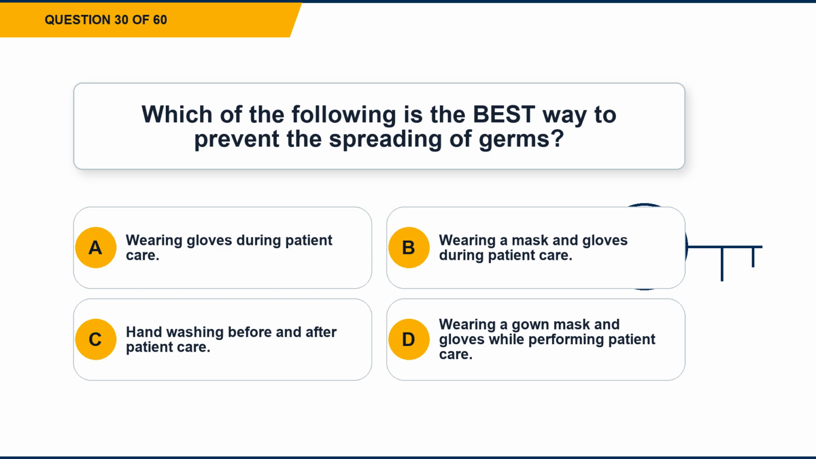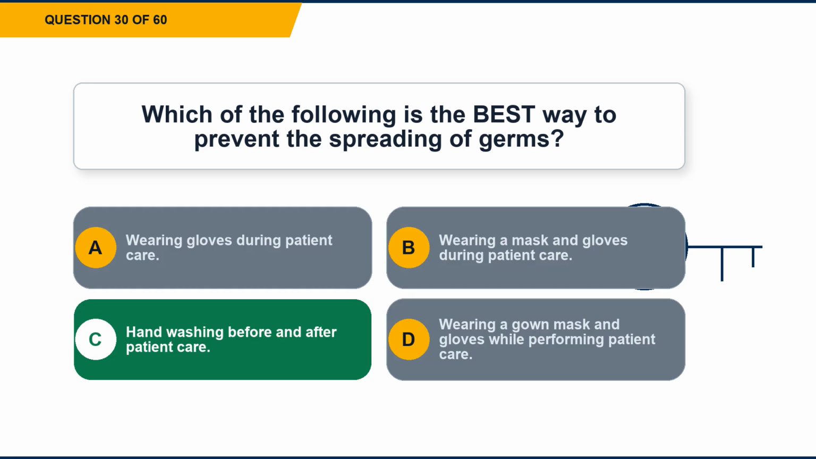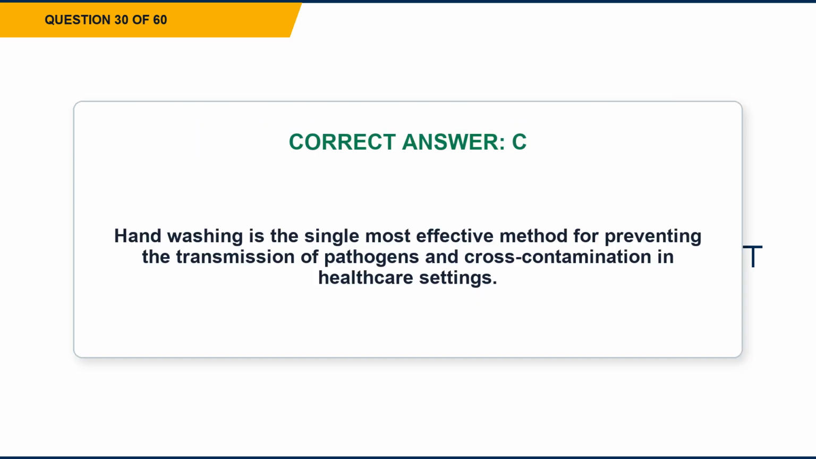Option C, hand washing before and after patient care. Option D, wearing a gown, mask and gloves while performing patient care. The correct answer is option C, hand washing before and after patient care. Explanation. Hand washing is the single most effective method for preventing the transmission of pathogens and cross-contamination in healthcare settings.